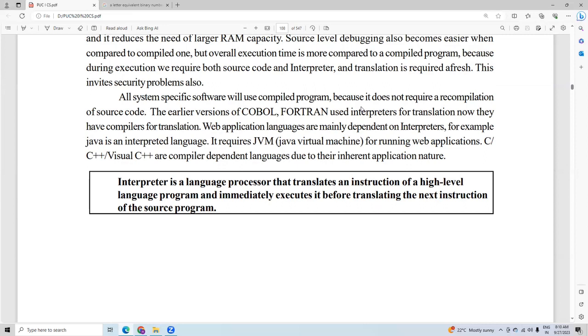But web languages are mainly dependent on interpreters instead of compilers, right? Java is an interpreted language, where the JVM, Java Virtual Machine, is used for running web applications. Languages like C, C++, Visual C++ are compiler dependent languages, due to their inherent applications. So this is the definition of interpreter.